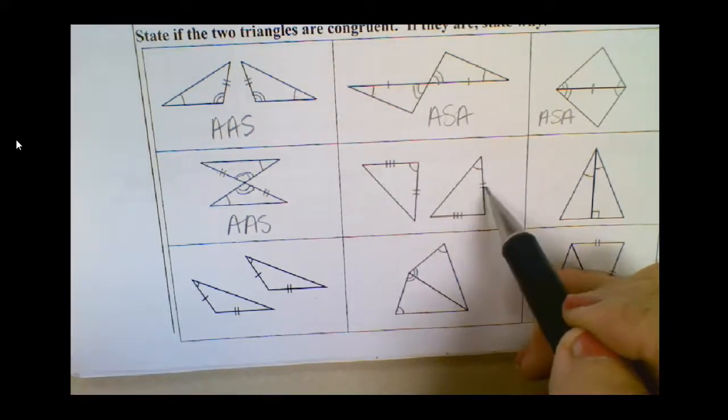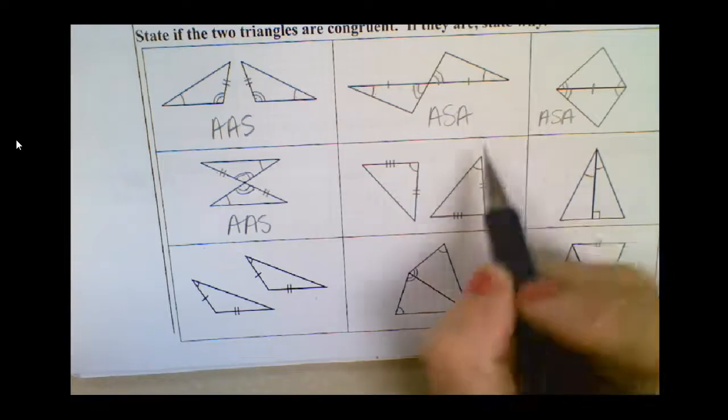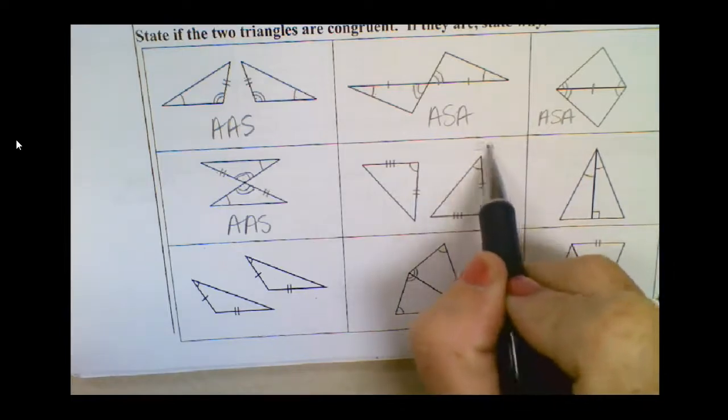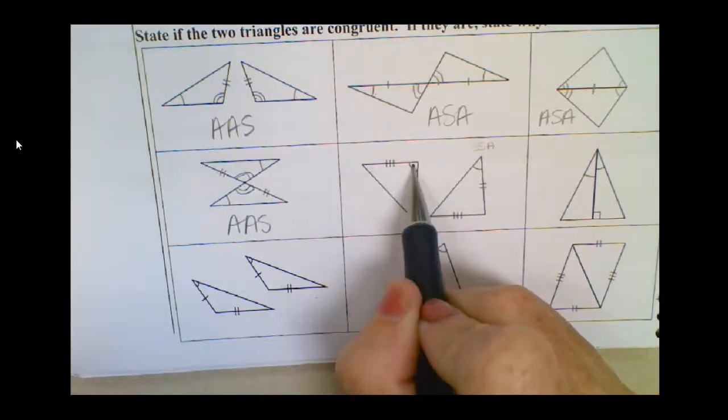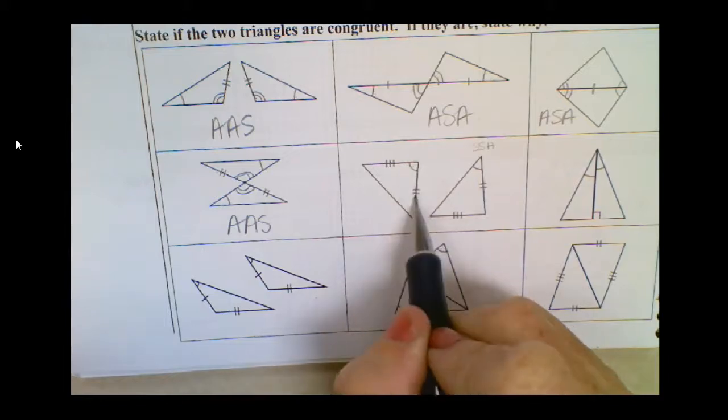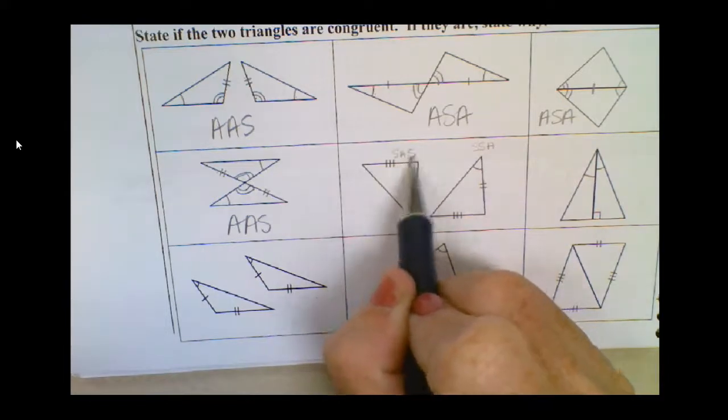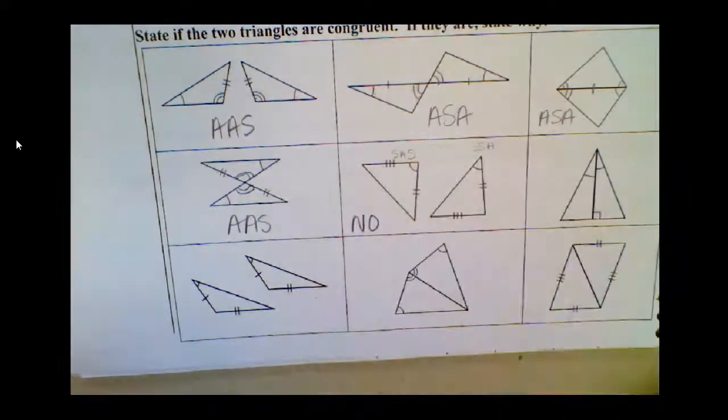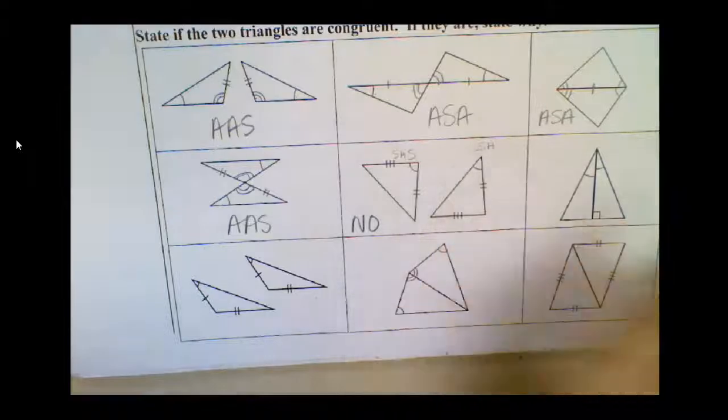Here we've got angle, let's see, let's start with the 3 ticks. So we have side, side, angle. So that's side, side, angle. Here we've got angle, side, angle, side. So those are not congruent. Needs to go in the same order.